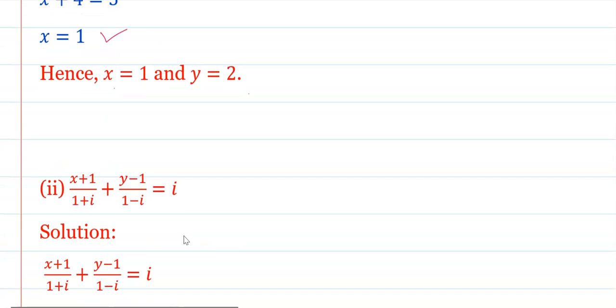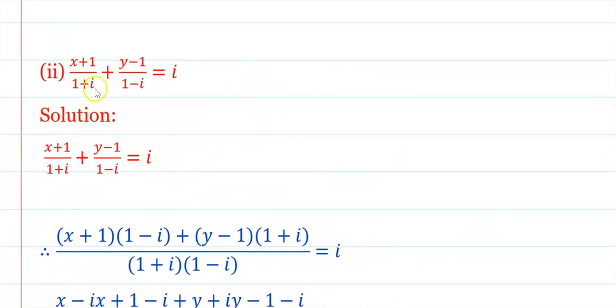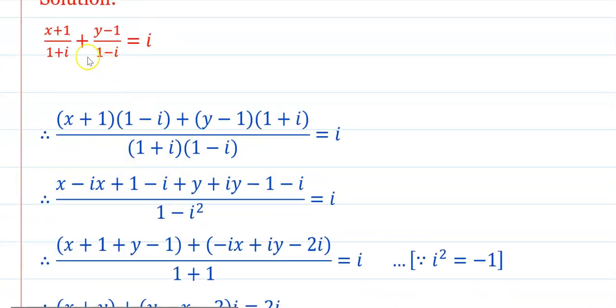Okay. Now the next question. x plus 1 upon 1 plus i plus y minus 1 upon 1 minus i is equal to i. Here again we do cross multiplication. x plus 1 into 1 minus i here, y minus 1 into 1 plus i upon the product of 1 plus i into 1 minus i is equal to i. Okay. Multiply x plus 1 with 1 minus i.